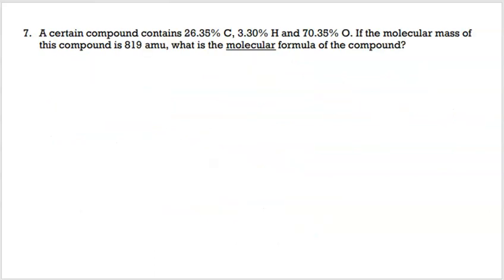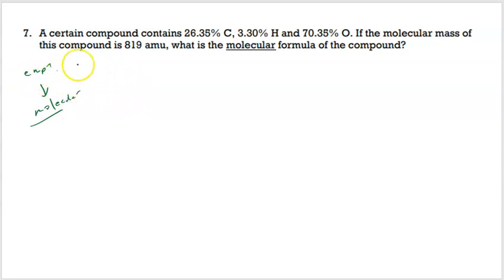Last but not least, we have a certain compound that contains 26.35% carbon, 3.30% hydrogen, 70.35% oxygen. If the molecular mass of this compound is 819 atomic mass units, what is the molecular formula? So we're doing all this in one shot. Okay? So first we need to figure out our empirical formula, and then we can go to our molecular formula.